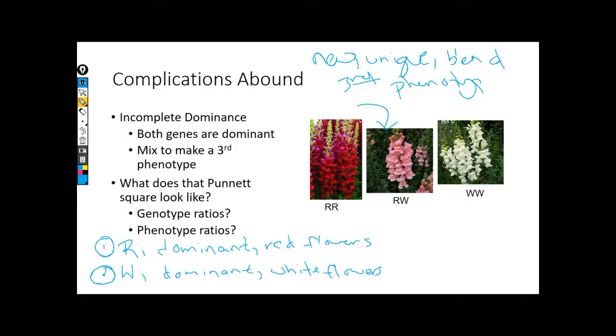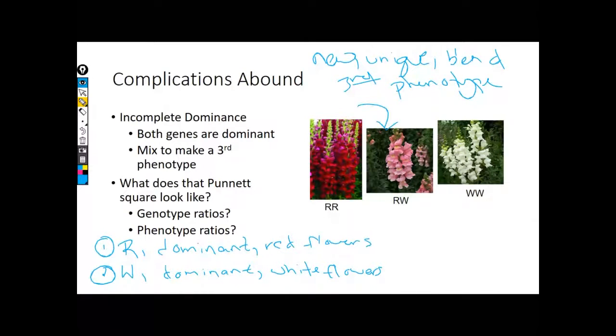So this is really what's key here. We still only have two alleles, just like with simple dominance, where we only had two alleles, dominant and recessive. We only had two phenotypes, round and wrinkly, for example. Here we only have two alleles, big R and big W. And now we have three phenotypes: red, white, and then when they come together, they make a third intermediate phenotype, in this case, pink.